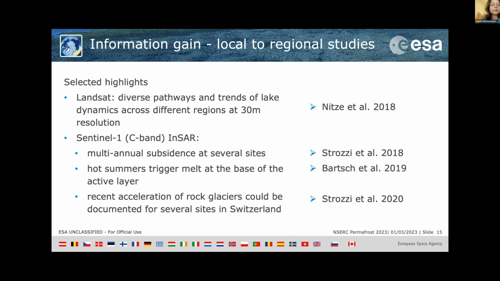And then a lot of effort has been put into making use of the Sentinel-1 C-band mission for InSAR, looking at a number of technical issues associated with it, and doing some test cases, some showcases, of what one can do with the data.